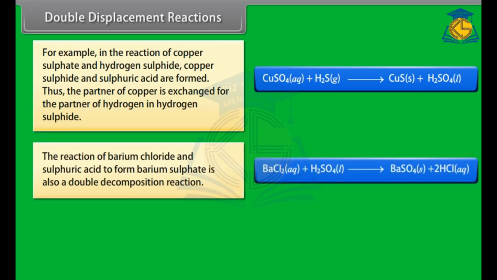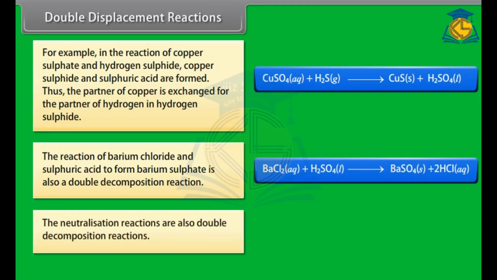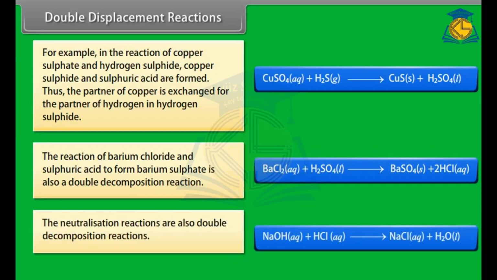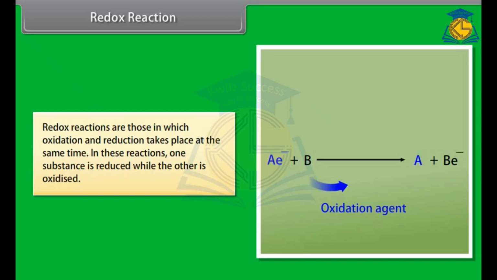The reaction of barium chloride and sulfuric acid to form barium sulfate is also a double decomposition reaction. The neutralization reactions are also double decomposition reactions. Redox reaction. Redox reactions are those in which oxidation and reduction take place at the same time. In these reactions, one substance is reduced while the other is oxidized.